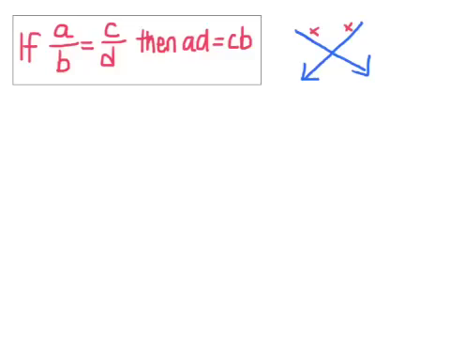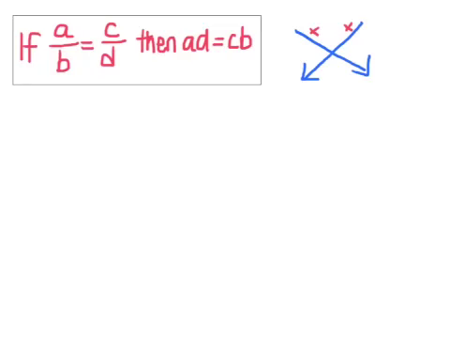Hi everybody, today I'm going to talk to you about cross multiplying in maths. Now what does cross multiplying mean? It means that if we have two fractions, which if you look at the box above I've called A over B and C over D, if we have these two fractions equal, then we can say that A multiplied by D is equal to C multiplied by B.